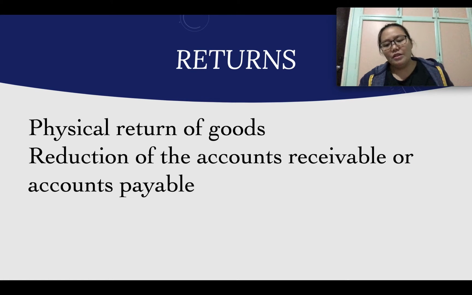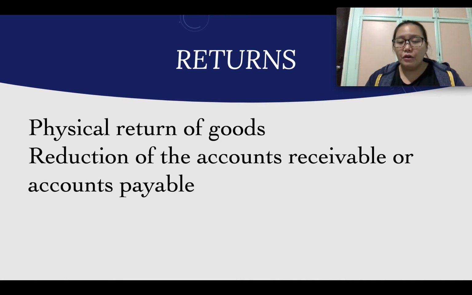Another example is that they have ordered, let's say, 100 pieces of t-shirts, and you have delivered them, but upon inspection, there are holes in the shirts. Let's say 10 shirts have holes in them. If that is the case, again, it is up to the customer to decide if they will send back the goods to you, and then you have to reduce the accounts receivable from the customer. Or the customer may decide to accept the goods but ask for an adjustment of their account.